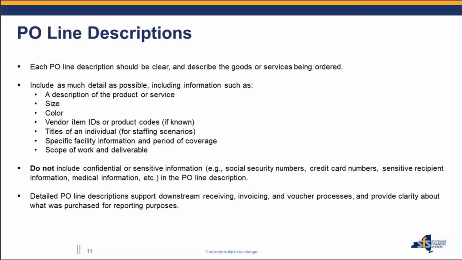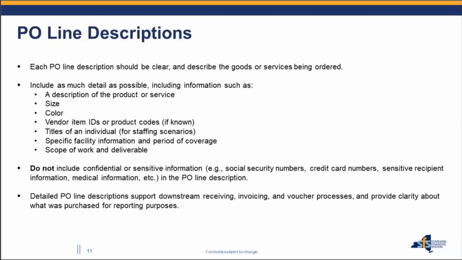A few bullet points here about what you want to include in your PO line descriptions. An accurate description of the product or service. That may include the size, color. If you have specific item IDs associated to that vendor's product or a product code, those can be extremely important to include, not only for the agency placing the order, but for the vendor to be able to readily identify what it is that you're buying. Titles of an individual. Now, this would apply to administrative services orders, right? If you are utilizing the admin services contract and need to identify the type of service that you're ordering, the title of that individual is extremely important.